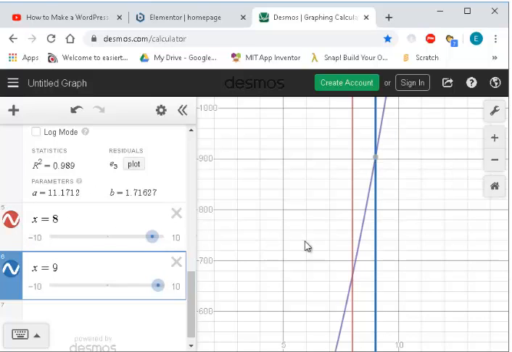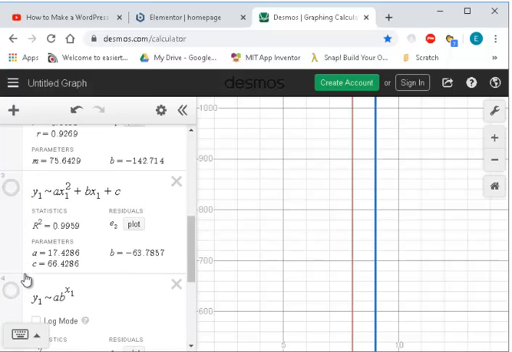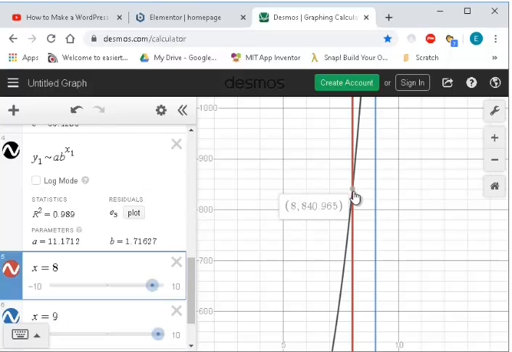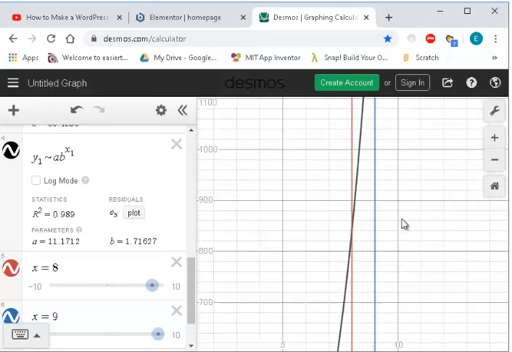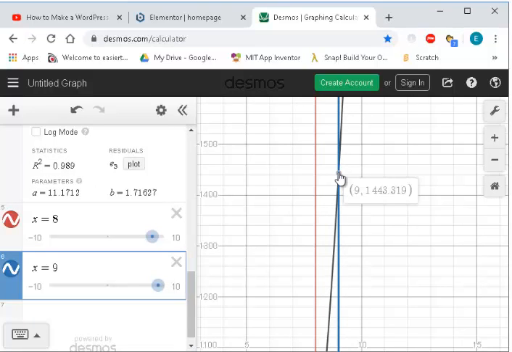For the exponential one, I'm going to turn off the quadratic and then turn on the exponential. Now for t equal to 8, you can see that the mass is 841, rounded to 1 decimal. And for t equal to 9 it's going to be 1443.3. So this is how we can use the graph to find the value of the mass.